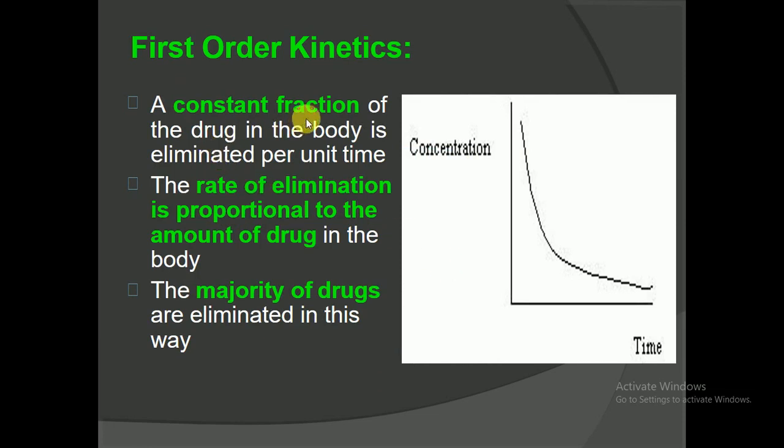In first order kinetics, a constant fraction of the drug in the body is eliminated per unit time, and the rate of elimination is proportional to the amount of drug. Look here, this is concentration versus time. This is the graphical representation. The majority of drugs are eliminated in this way.